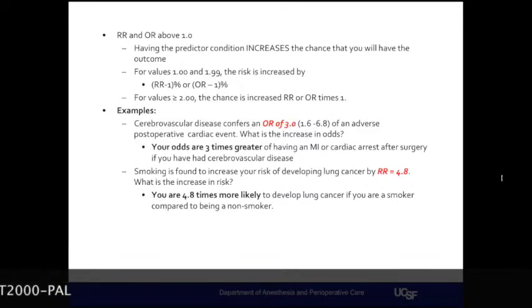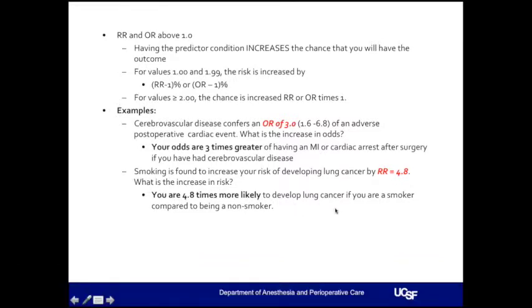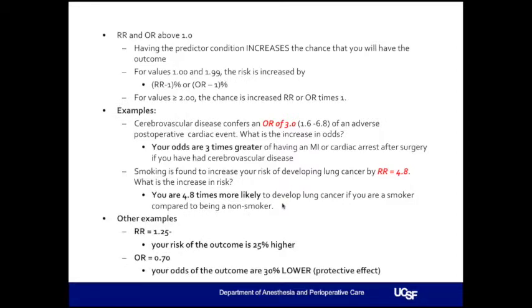So examples. If cerebrovascular disease confers an odds ratio of 3.0 of an adverse postoperative cardiac event, what is the increase in the odds? Your odds are going to be 3 times greater of having an MI or cardiac arrest after surgery if you have cerebrovascular disease. Smoking was found to increase your risk of developing lung cancer by a relative risk of 4.8 over a period of time. What is the increase in your risk? You are 4.8 times more likely to develop lung cancer if you are a smoker compared to being a non-smoker. So the language is very slightly different, but relative risk is a little more intuitive.